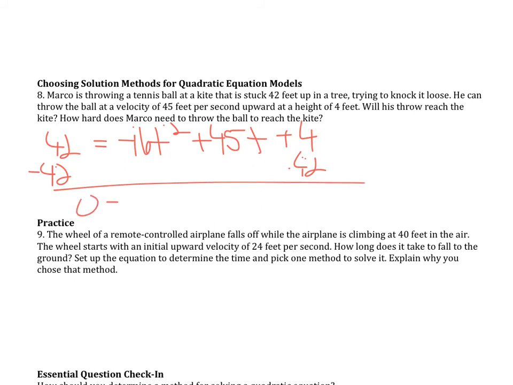And we get 0 equals negative 16 t squared plus 45t minus 38. Now as I look at that, I have a b term, so square rooting's out. That b term is odd, so completing the square is out. Factoring, those numbers are crazy big. There isn't really a GCF to lower it, so at this point I would just do quadratic formula.